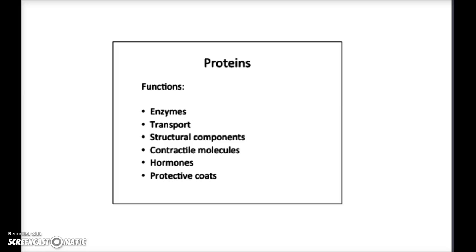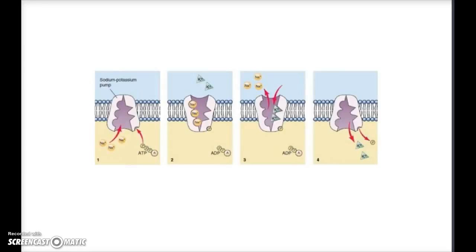Secondly, proteins play an important role in transportation. An example could be the sodium-potassium pump shown in this picture. It helps the movement of sodium ions and potassium ions to maintain a high concentration of sodium ions outside of the cell and high concentration of potassium ions inside the cell.